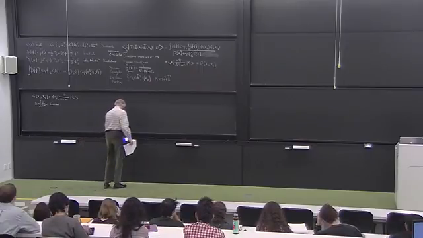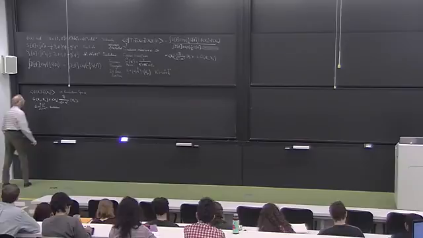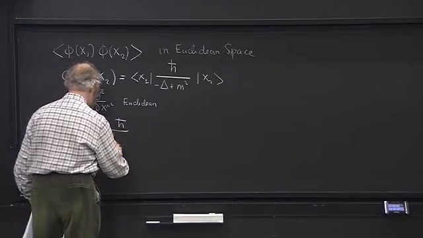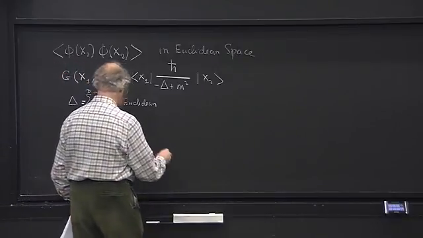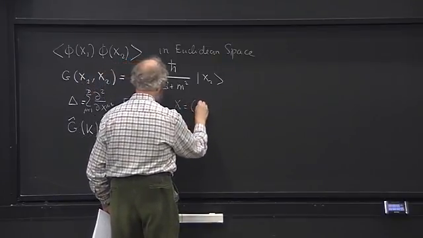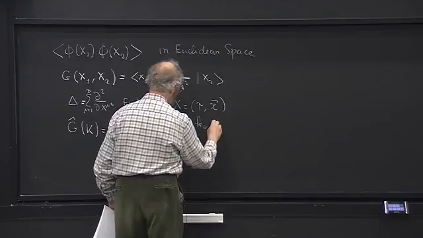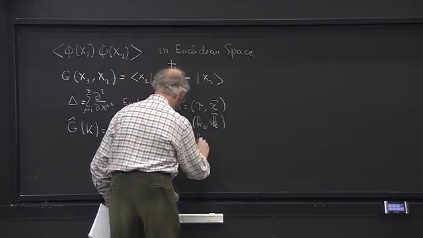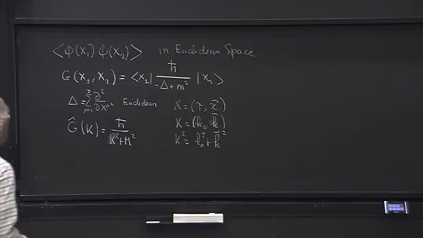Good. And its Fourier transform is G hat of k equals simply h bar over k squared plus m squared, where k now is, of course, just a product of the momentum. So remember, x is tau, x, and k is k naught, k, and k squared is k naught squared plus k squared. So that's just the usual scalar product in Euclidean space.